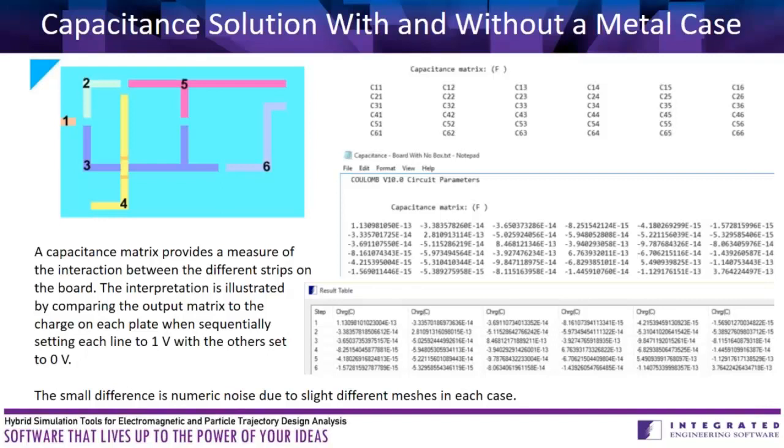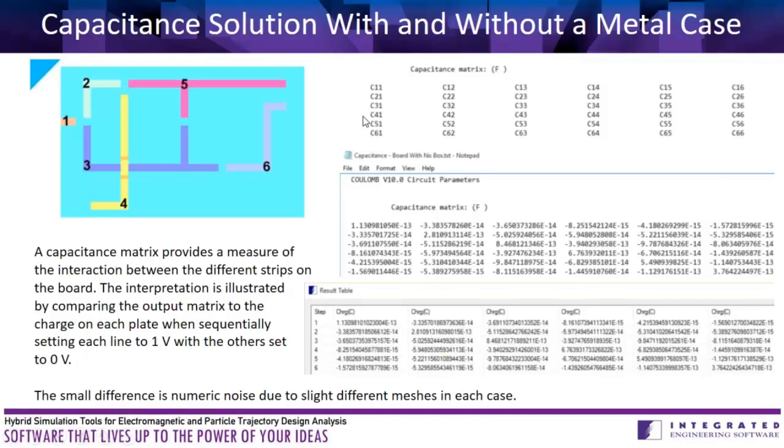And this means that by the pure definition of capacitance, capacitance 1,1 means if I put 1 volt on conductor 1, this is the charge that will appear on that conductor. If I put 1 volt on conductor 1, C12 is the charge that will appear on conductor 2, and so on.